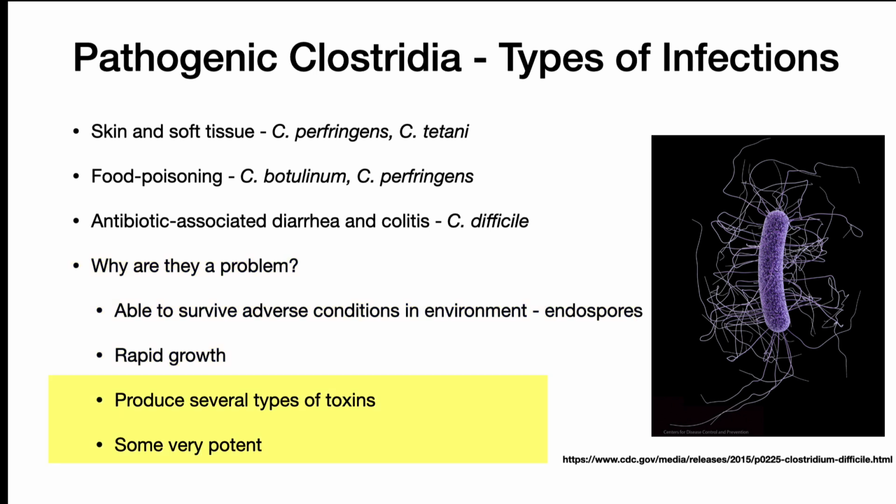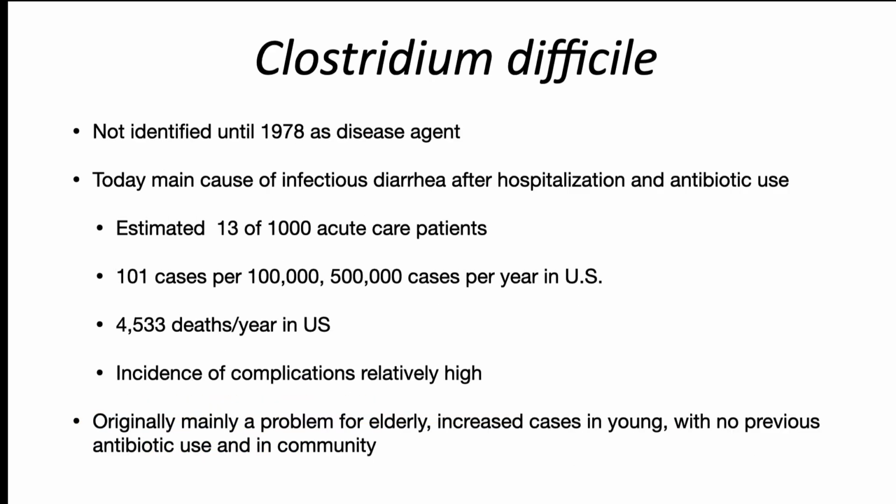Many of the species produce toxins, and some of them are very potent. Tetanus toxin and botulinum toxin are lethal to humans, with nanogram quantities able to kill: 78 nanograms for botulinum toxin, 195 nanograms for tetanus toxin. That is nothing. The thing that we're going to talk about is Clostridium difficile, and it's probably the most significant infection right now. It was not identified as an infectious agent until 1978. Today, it's the main cause of infectious diarrhea after hospitalization and antibiotic use, and that was the case for Mary.